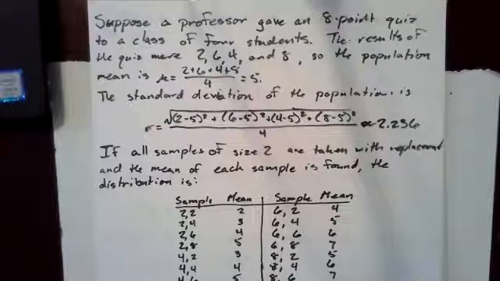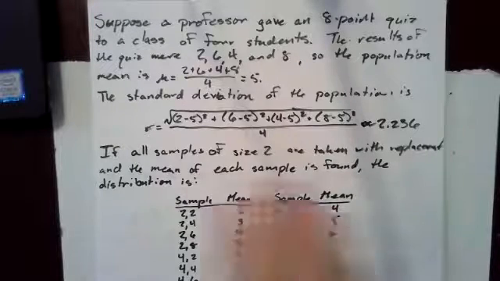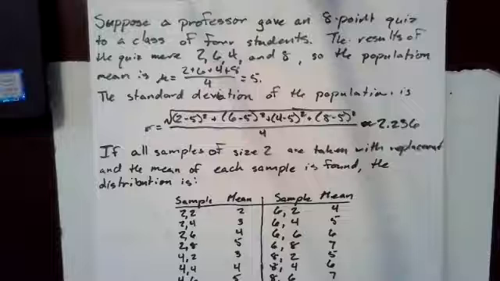Suppose a professor gave an 8-point quiz to a class of 4 students. The results of the quiz were 2, 6, 4, and 8. So the population mean is mu equals 2 plus 6 plus 4 plus 8, all divided by 4, which is 5. The standard deviation of the population, we do the standard deviation work, and we get about 2.236.